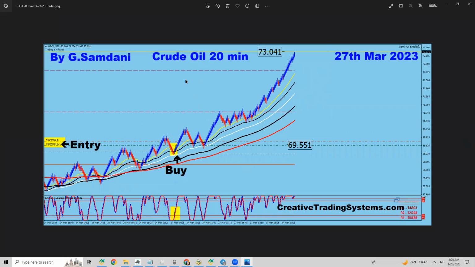Now this one is crude oil. You can see here from $69.55 to $73. This was a beautiful setup here. This was an entry here, and here, and here. This system gives you so many entries every single day, and all the same way.